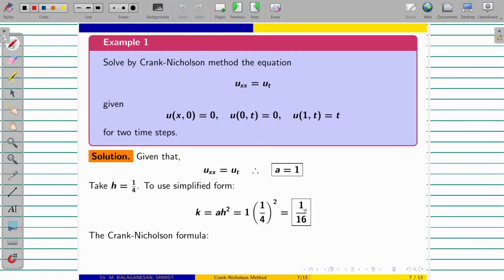If you want, you can write this in decimals also. Here I have written it as the fraction 1 upon 16. If you want to write in decimals, divide 1 by 16, use a calculator. Right. We have to find the two time steps only, not a time t equal to 2. That is an important thing. Right. So Crank-Nicholson simplified form is this.